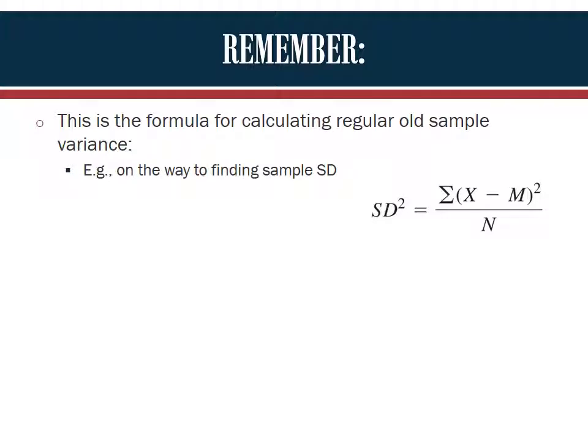Okay, now remember, right, that this is the formula, what's on the board right now, this is the formula for calculating regular old sample variance. So for example, the sample variance that you compute along the way to finding sample standard deviation, that's notated by SD squared for sample variance, right? It's got N on the bottom. Whenever you're calculating sample variance, that's the equation you're going to use.